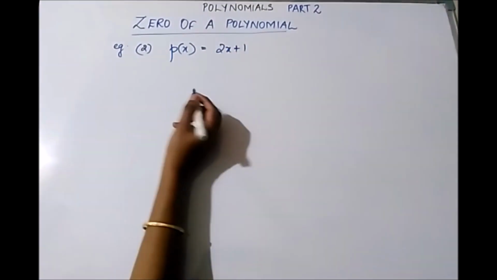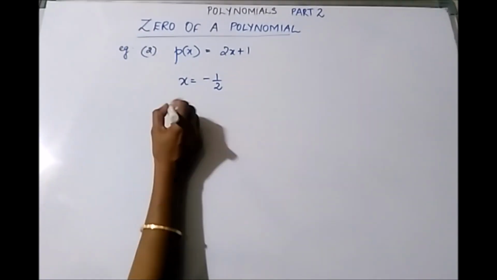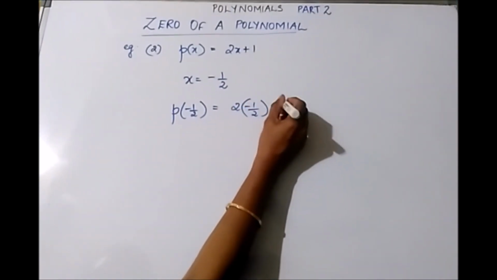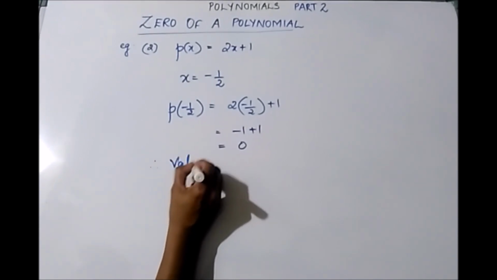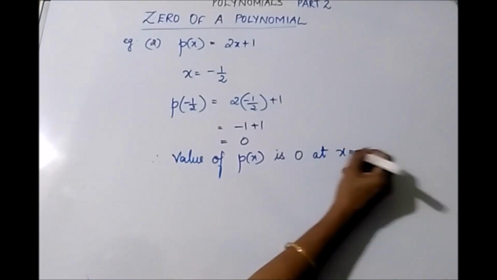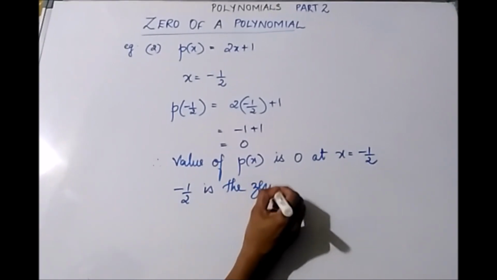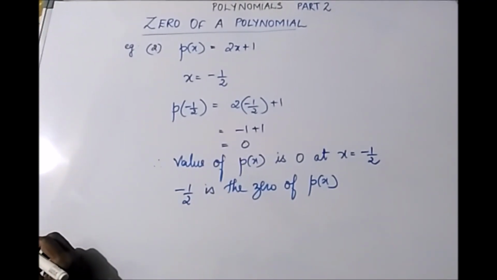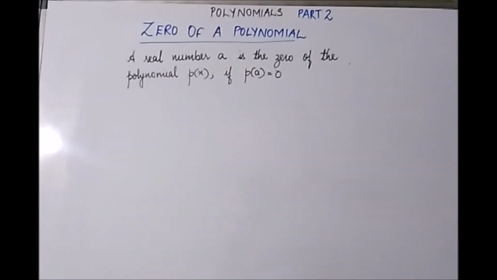Let us take one more example. x plus 1. Let us assume the value of x equal to minus 1 by 2. Now in place of x, we write minus 1 by 2. What do you get here? 2 and 2 cancel, we get minus 1 plus 1, that is equal to 0. Therefore, value of the given polynomial is 0 at x equal to minus 1 by 2. Hence we can say minus 1 by 2 is the 0 of the given polynomial. Once again, 0 of the polynomial is that value of the variable which will make the value of the polynomial equal to 0.